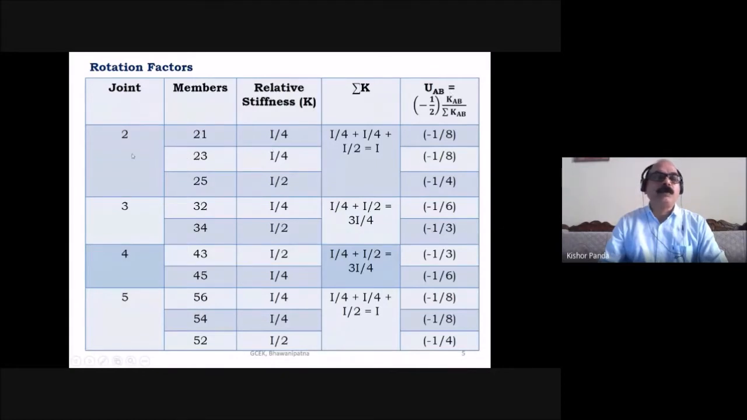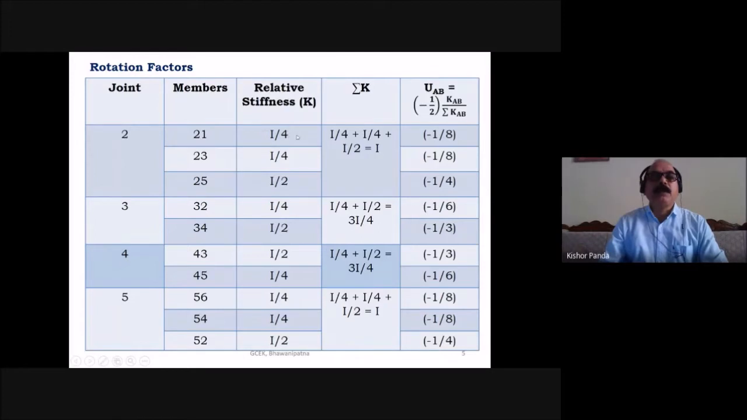So here how many joints? Already we have discussed 4 joints: 2, 3, 4, 5. At joint 2, how many members meet? 2-1, 2-3, 2-5. At joint 3, how many members meet? 3-2, 3-4. At joint 4, 2 members meet: 4-3, 4-5. And at joint 5, 3 members meet: 5-6, 5-4, 5-2. So these are the members in the second column.